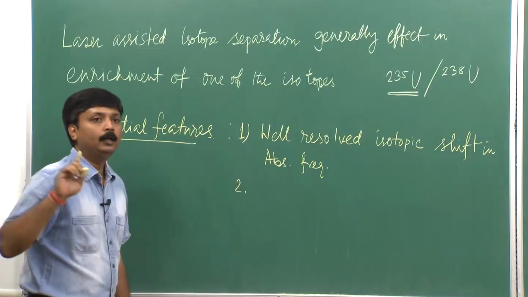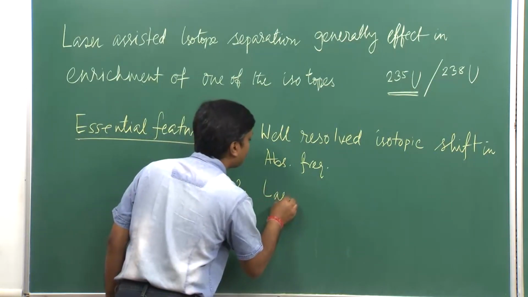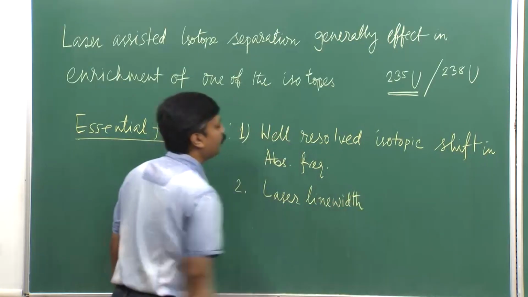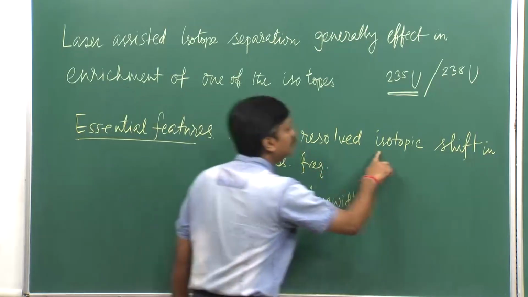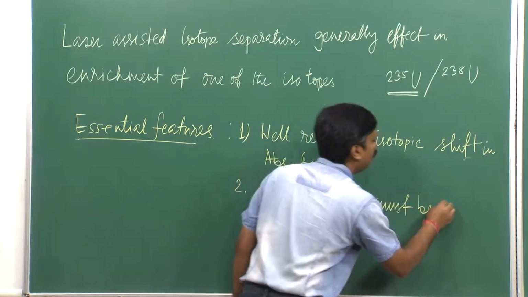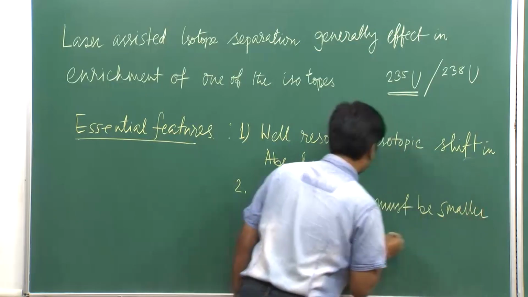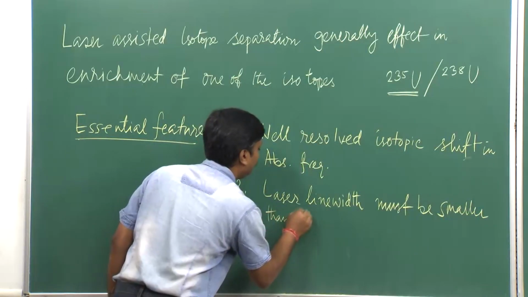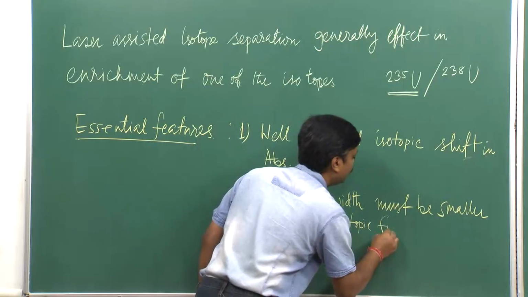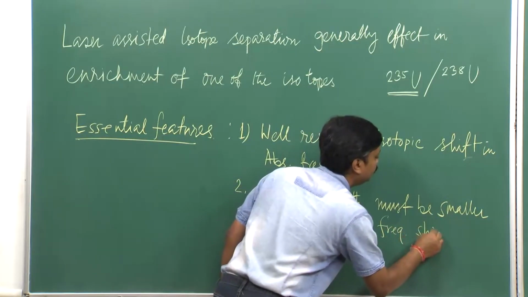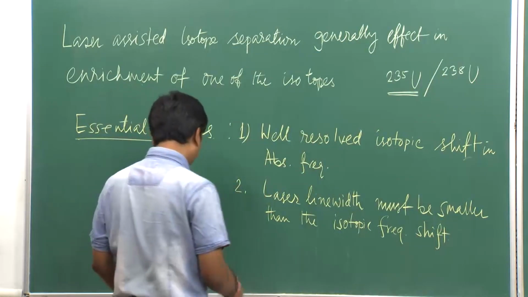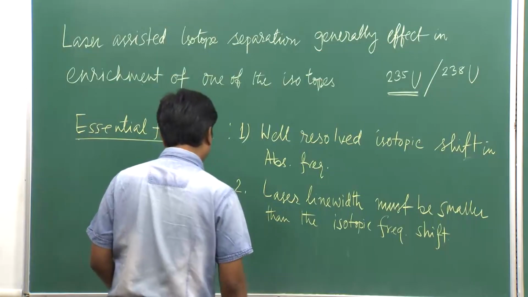Second, the laser line width must be smaller than this isotopic shift, must be smaller than the isotopic frequency shift, as we said in the first clause. And third is, we should have an efficient extraction stage.